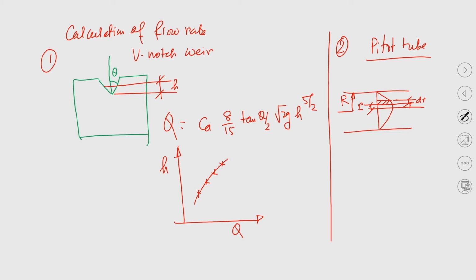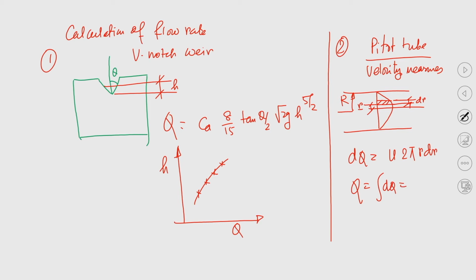Basically, the pitot tube is used to measure velocity. We can calculate the velocity at different radial locations. So dQ will be equal to u, the velocity at that particular location, into 2 pi r into dr. So Q will be nothing but the integral of dQ.